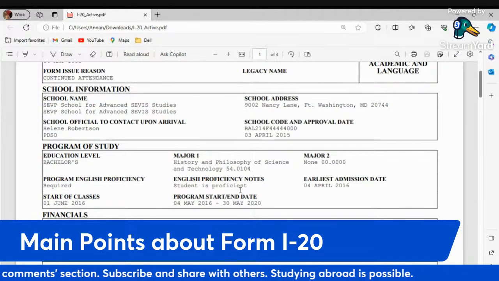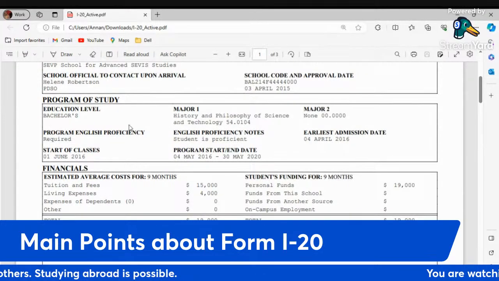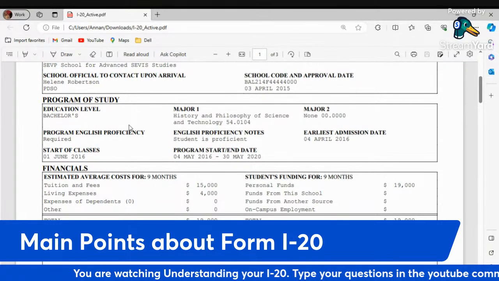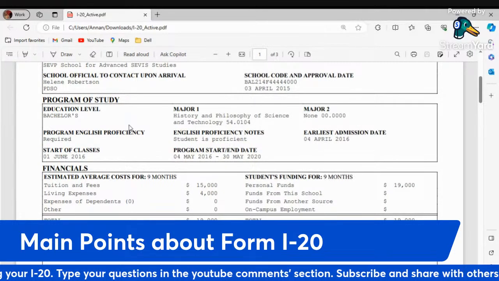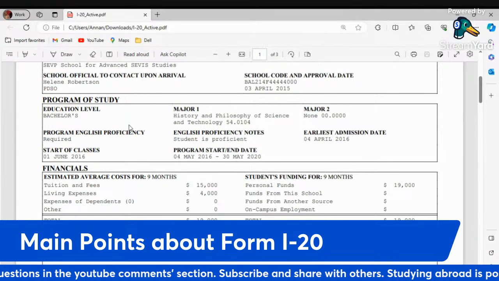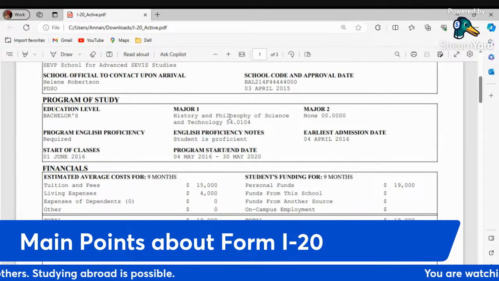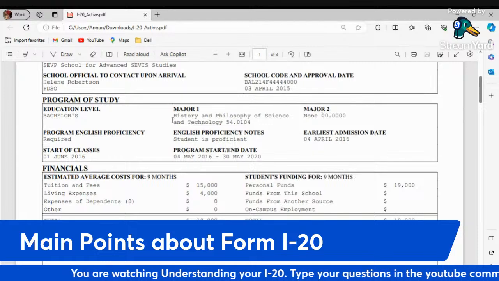The program of study is the third section of the Form I-20. It gives the education level, either you are coming for bachelor's, master's or PhD, it gives the category for that. Then what are your majors? We have major 1 and major 2. Major 1 could be history and philosophy of science. Major 2 can be none, or you can add something to it.